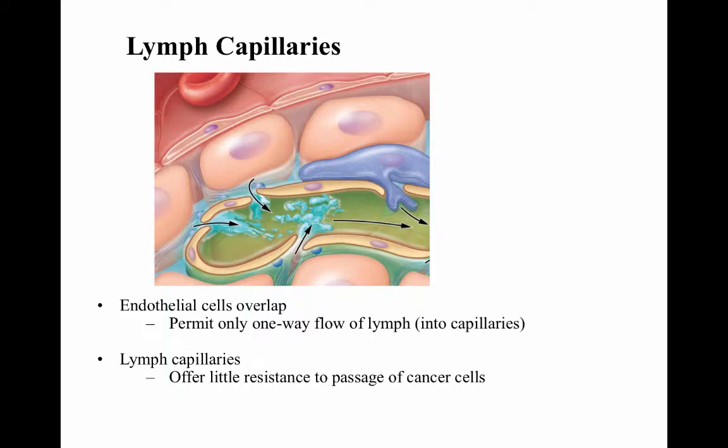Lymphatics are oftentimes pathways for metastasis, which would allow a cancer cell to travel, lodge itself into a lymph node, continue to create more of itself, and create more of a tumor. And so that's oftentimes why we see lymph nodes being involved in cancer processes.